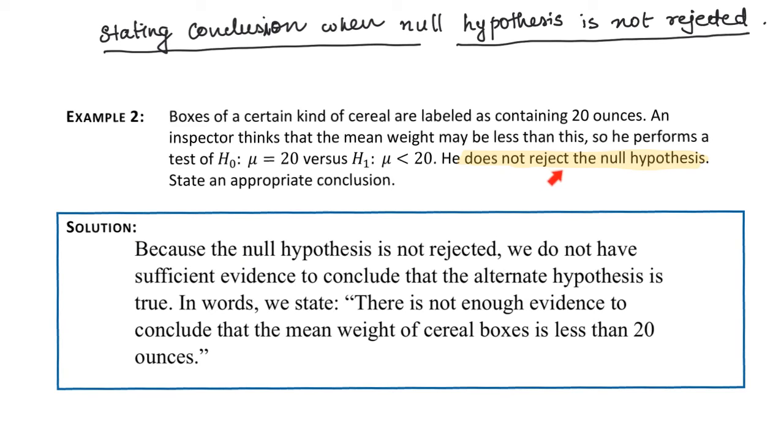Here the null hypothesis is not rejected. So we do not have sufficient evidence to conclude that the alternate hypothesis is true. In other words, we can state that there is not enough evidence to conclude that the mean weight of the cereal box is less than 20 ounces.